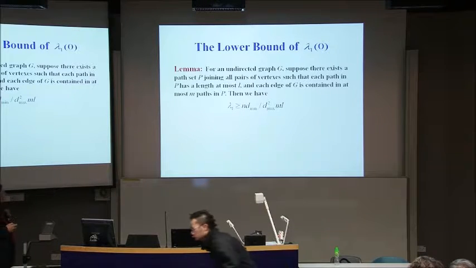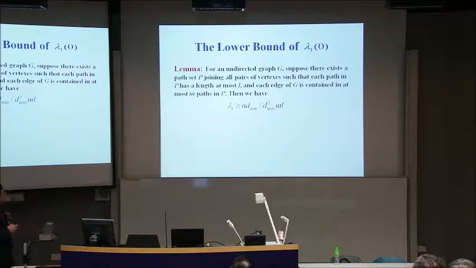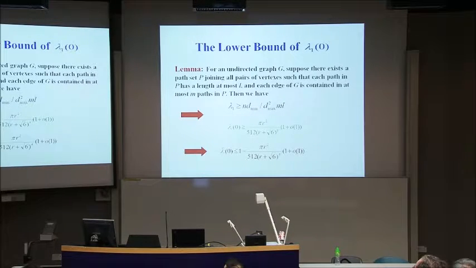eigenvalue lambda 1. Another lemma says that for an undirected graph G, suppose that there exists a path set P joining all pairs of vertices such that each path in P has a length at most L, and each edge of G is contained in at most M paths in P. Then you have this estimation. By using this, you can then get a lower bound for this. Combining these two, you can have such an estimation for the spectral gap.